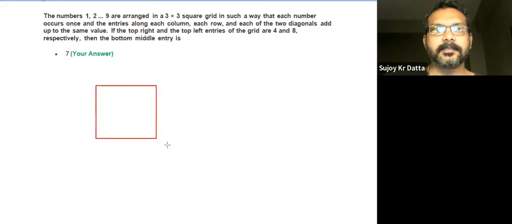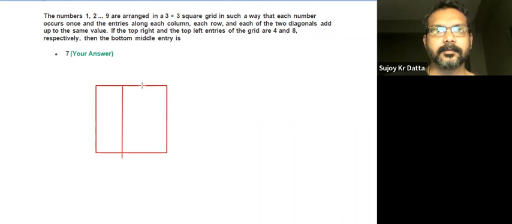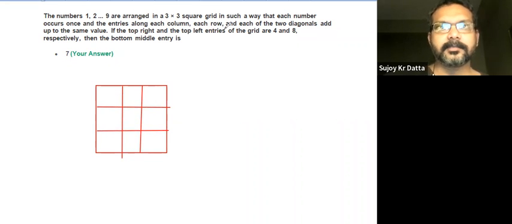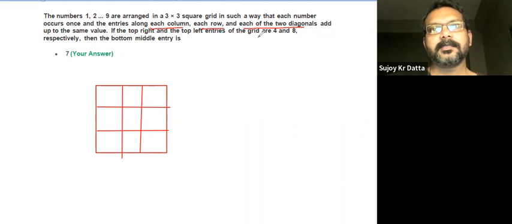In this question, it says that you have a 3 cross 3 square grid. So let's just draw that roughly. And you have filled up these slots using numbers from 1 to 9, each number used once, such that along each column, row, and each of the diagonals, the total is the same.